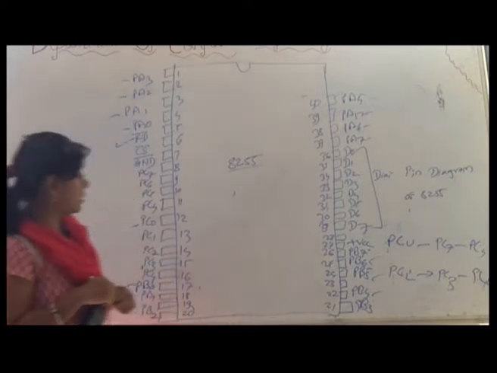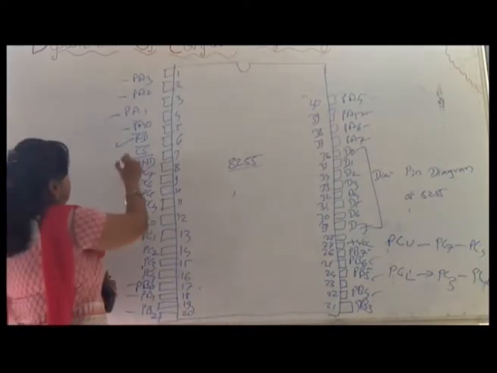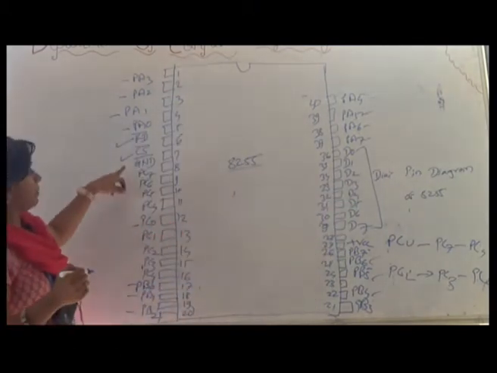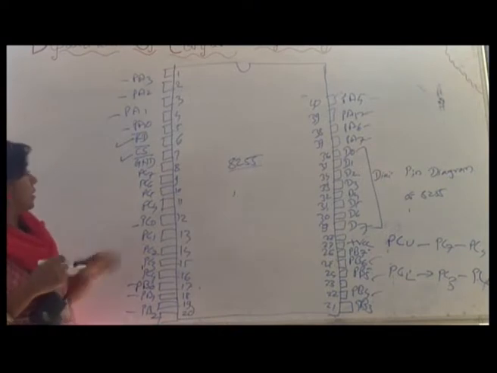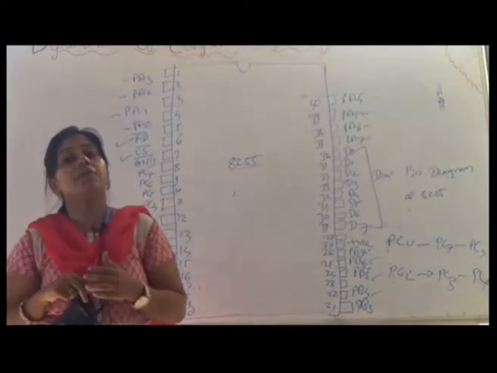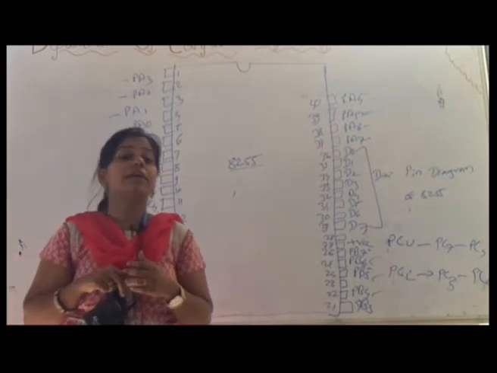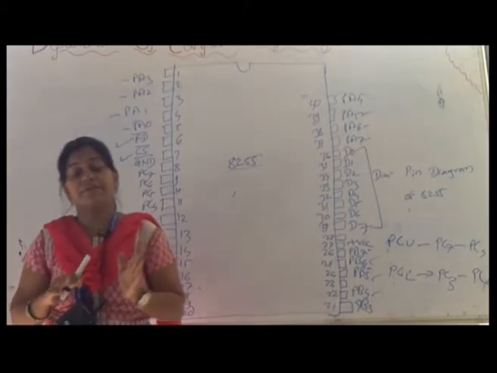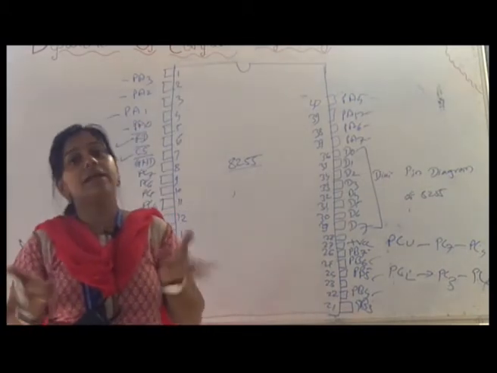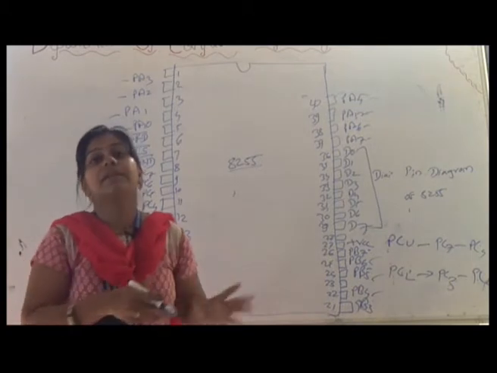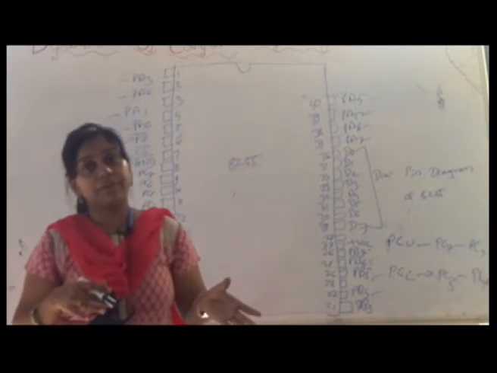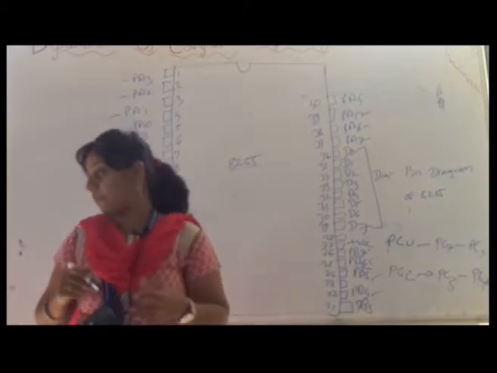The next pin is the chip select, the CS pin. Read and write we have completed, and the next pin is the chip select pin. Whenever this pin is low, it enables the data transfer between the 8085 and the 8255. This pin is basically for enabling the data transfer between the 8085 processor and the 8255.